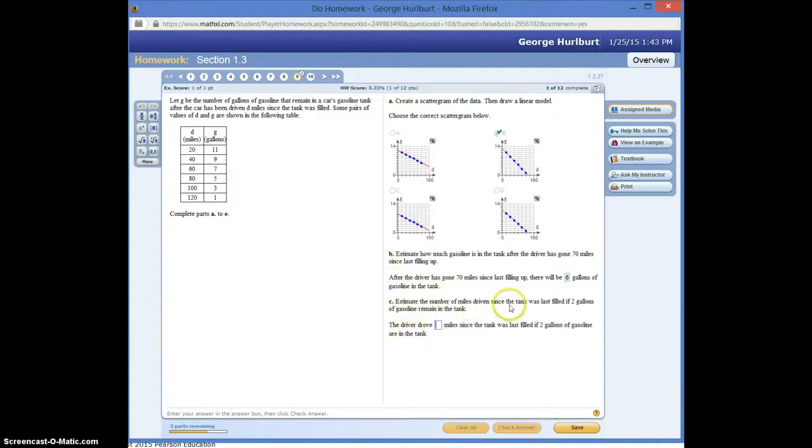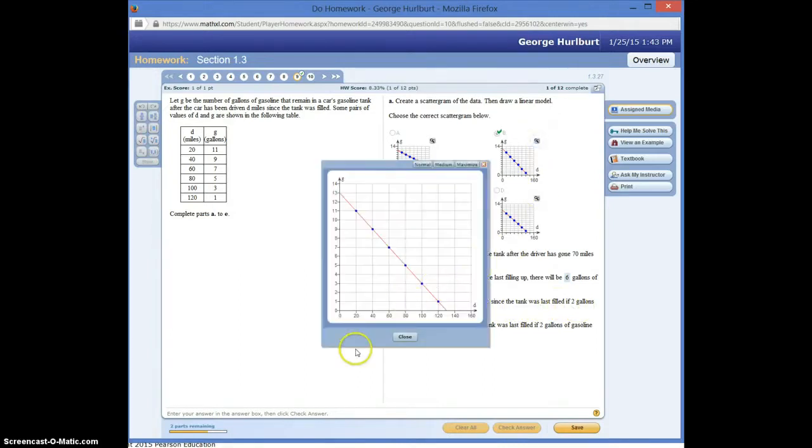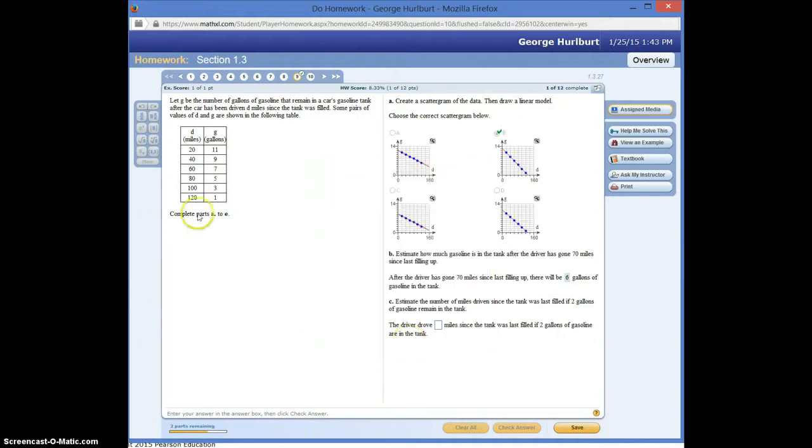Estimate the number of miles driven if 2 gallons remain. All right, again, we could go to our graph, and now we want 2 gallons. So 2 gallons would be here, and we could come across to where we hit. Go down, looks like 110 miles. Or, same deal, we could come over here, look for gallons. It's halfway between 1 and 3 would be 2 gallons. So again, it would make sense that it's halfway between those two numbers. So it looks like 110.